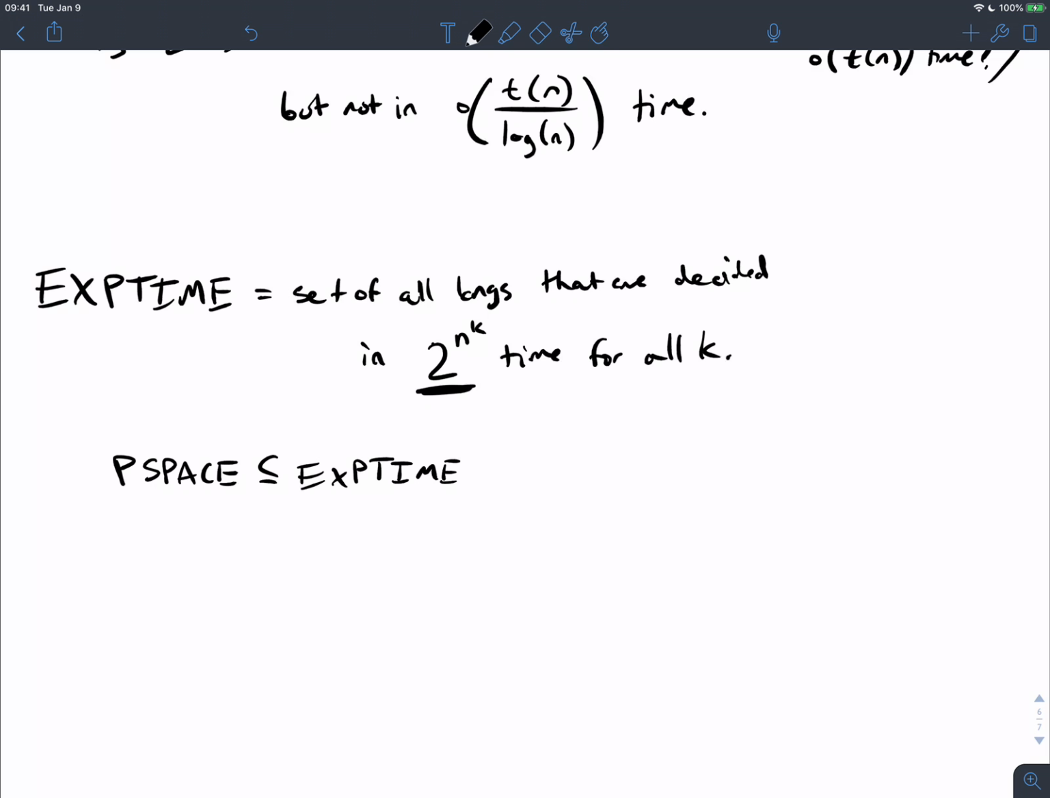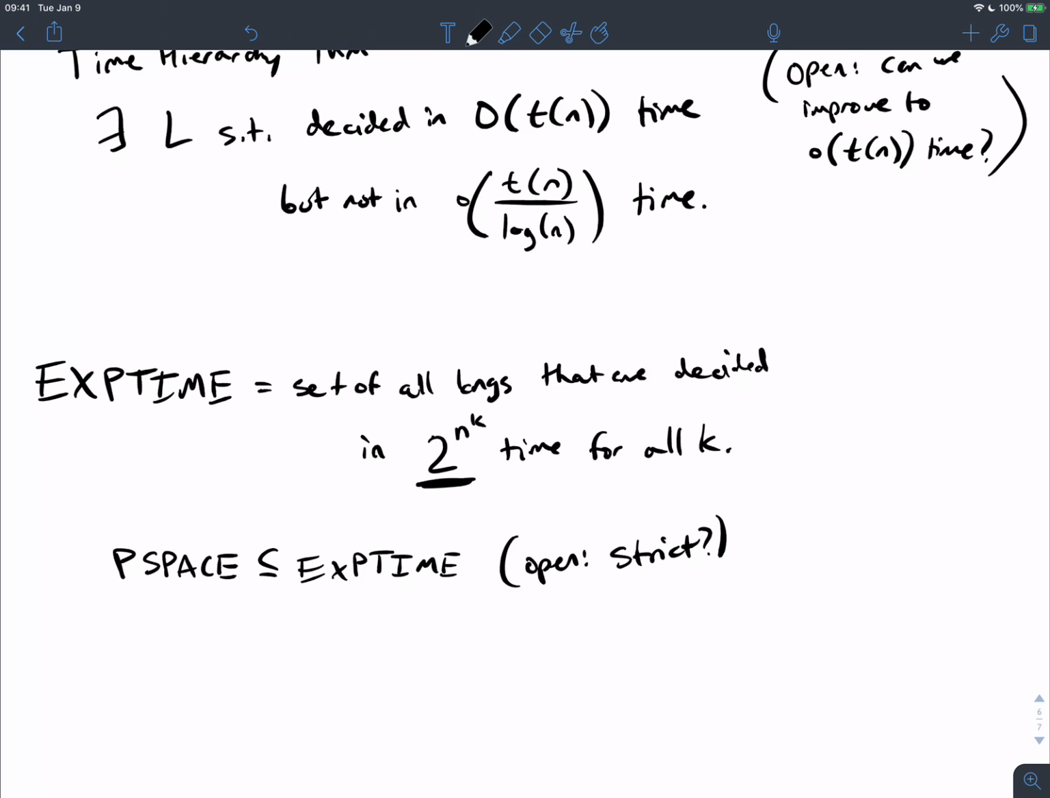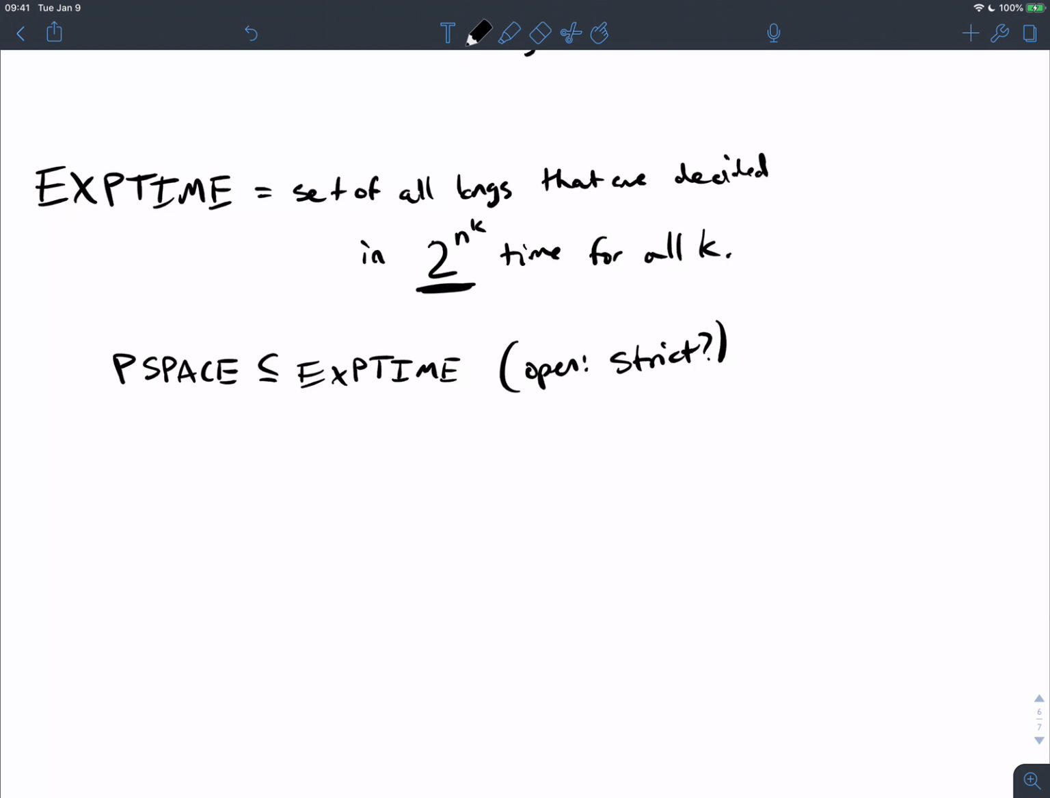So if you're like an AI, for example, and there are a lot of PSPACE-complete problems there, you can solve them in exponential time. But an open question, as you might expect, is whether this is a strict containment or not. But I want to ask something interesting here. What about P and EXPTIME? Well, it's very clear that P is a subset of EXPTIME because P is a subset of NP, NP is a subset of PSPACE, and this tells us PSPACE is a subset of EXPTIME. So it is a subset.